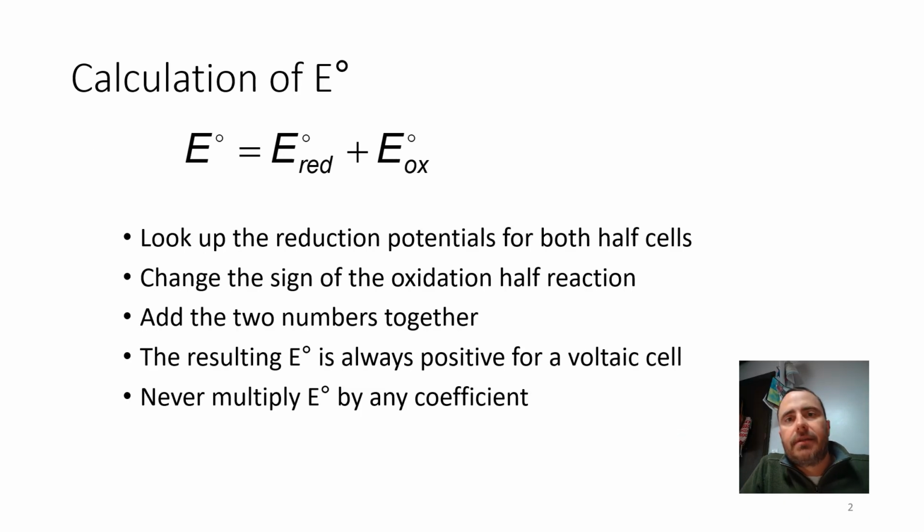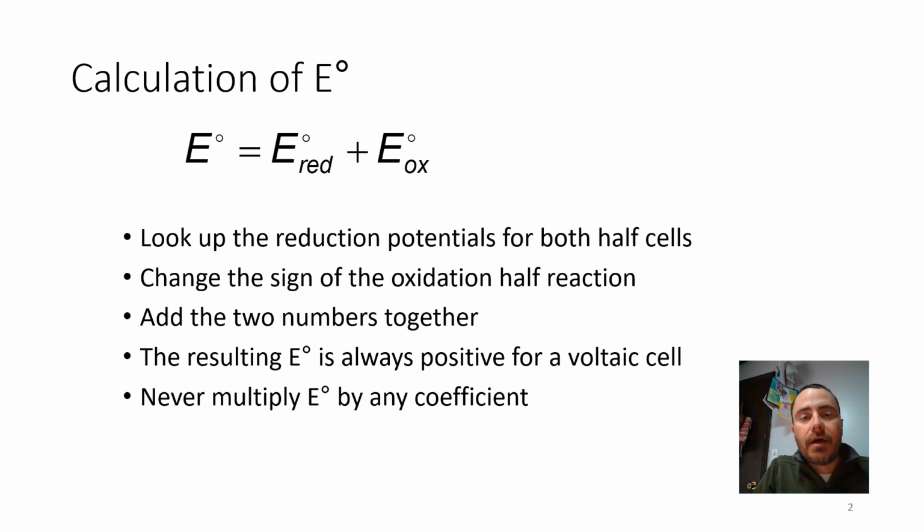In order for us to calculate our standard voltages, we're finally there after several podcasts so far. Remember, we're going to use that equation that we saw earlier, where our standard voltage is equal to our voltage for the reduction half cell plus the voltage for the oxidation half cell at standard values. So in order to calculate these things, we need to look up the reduction potentials for both half cells. Again, they're both going to be written as reduction potentials. However, one of them is actually going to be the oxidation.